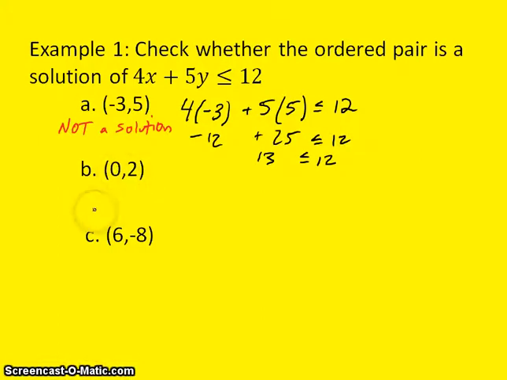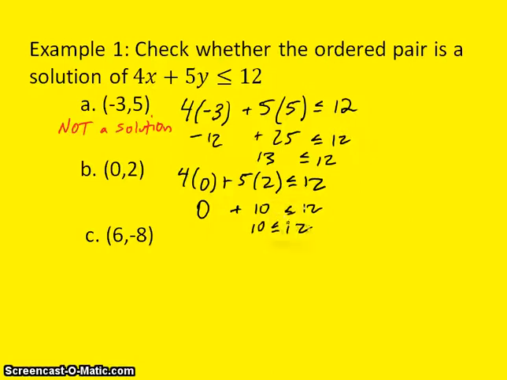Now if I plug in 0, 2: 4 times 0 plus 5 times 2 less than or equal to 12. 4 times 0 is 0 plus 10 less than or equal to 12. And 10 is less than or equal to 12. So part B, yes. It is a solution.